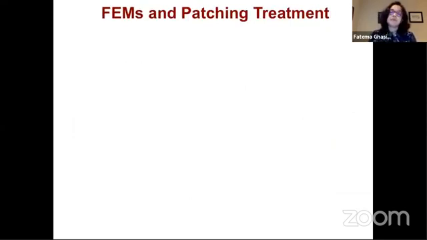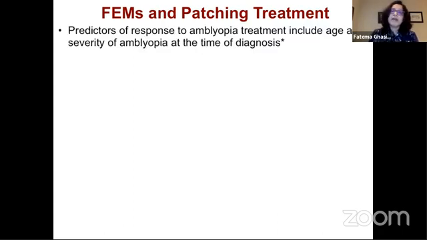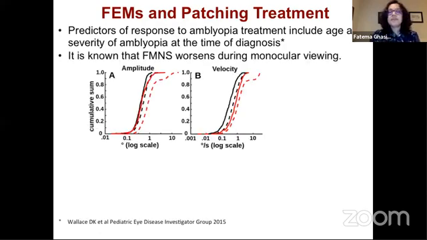So patching is the gold standard. We know that despite good compliance, about 40% of patients have residual or recurrent amblyopia. Studies have shown that there are certain predictors of patching treatment response: if you were diagnosed at a later age or you have more severe amblyopia, you're more likely to have residual or recurrent amblyopia. But besides that, what we wondered is whether FEM abnormalities can be linked to treatment outcomes for patching treatment.